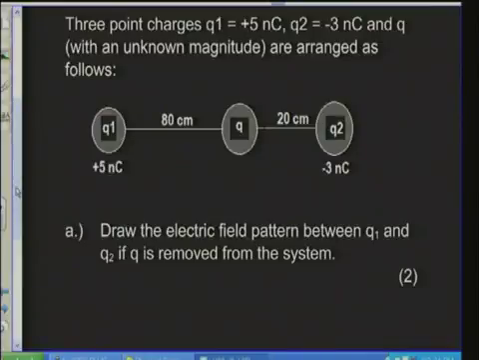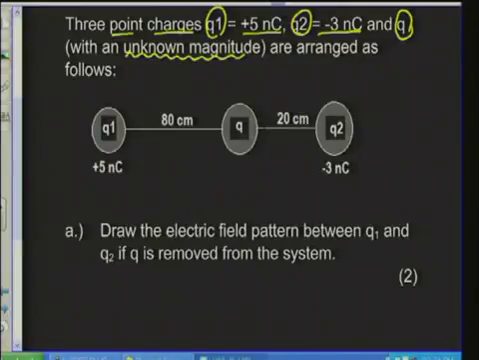It says three point charges, Q1 with that amount of charge, Q2 with that amount of charge, and Q with an unknown magnitude of charge, are arranged as follows. So this is the arrangement. You've got Q1 there, Q2 there, and Q with no number is in between Q1 and Q2. And of course, the magnitude of Q there is not known. We don't know the size of that charge Q in between.